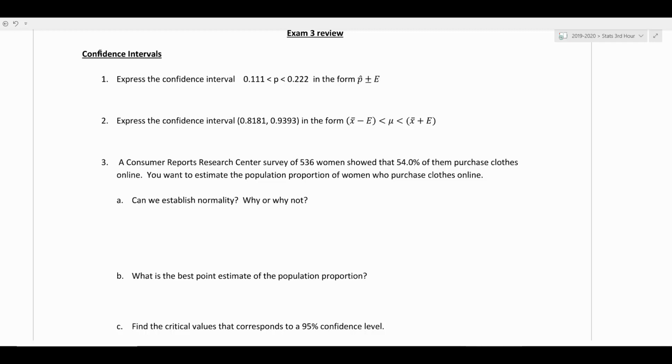All right, so we'll start off here with number 1. This is simply a question that covers your understanding of the different formats of confidence intervals that we had discussed when we talked about those. All right, so there's essentially 3 different formats.